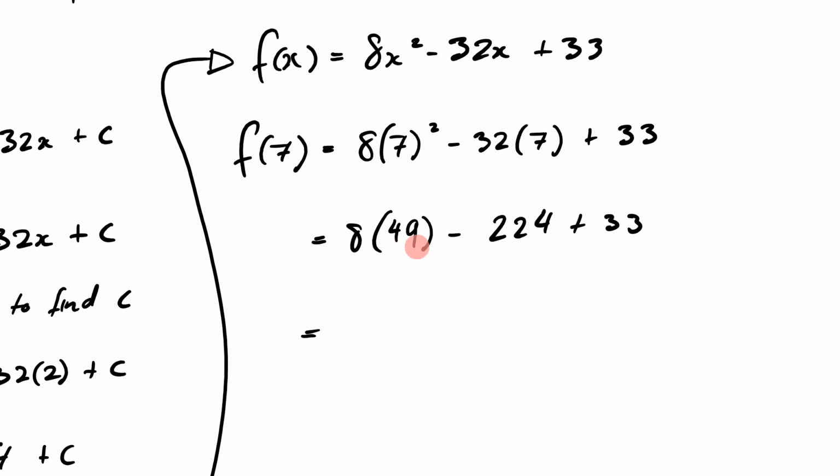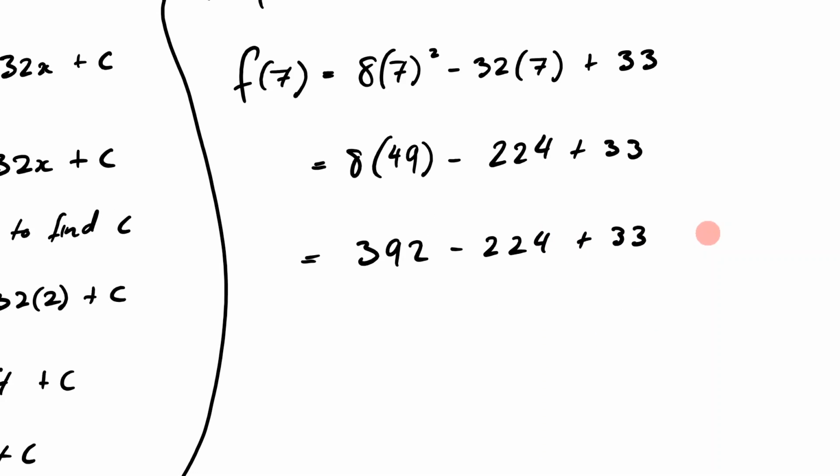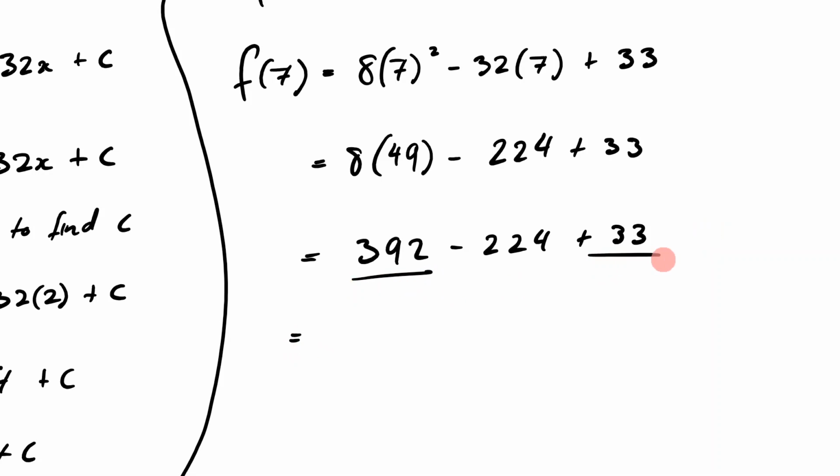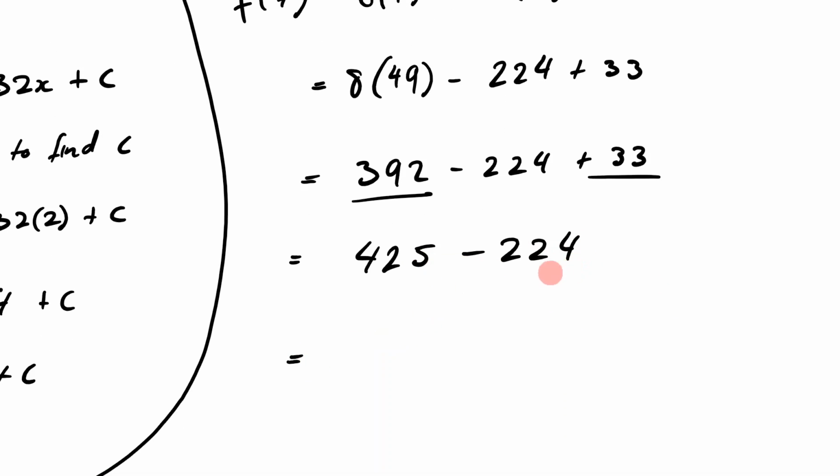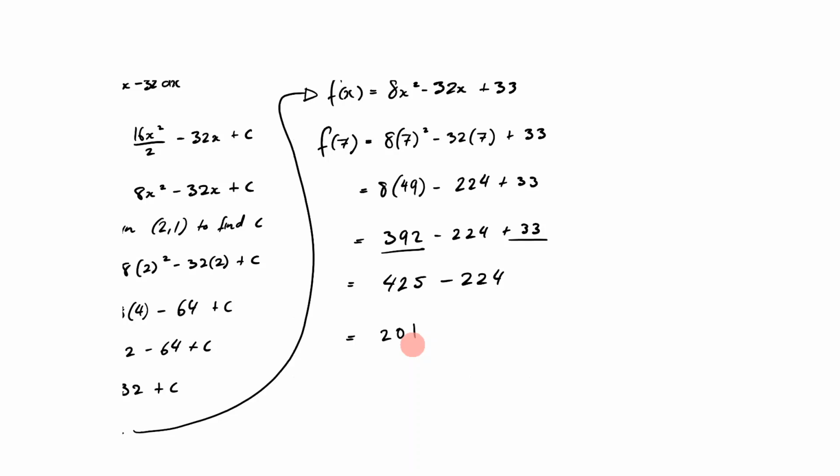Then I've got 8 times 49. Well, 8 times 40 is going to be 320, and then 8 times 9 is 72. So this is going to be 392 minus 224 plus 33. Then I can go 392 plus 33 is going to be equal to 425 minus 224. The reason why I did that now is because now it's easy to subtract this. 4 minus 2 is 2, 2 minus 2 is 0, 5 minus 4 is 1. That's going to be my answer.